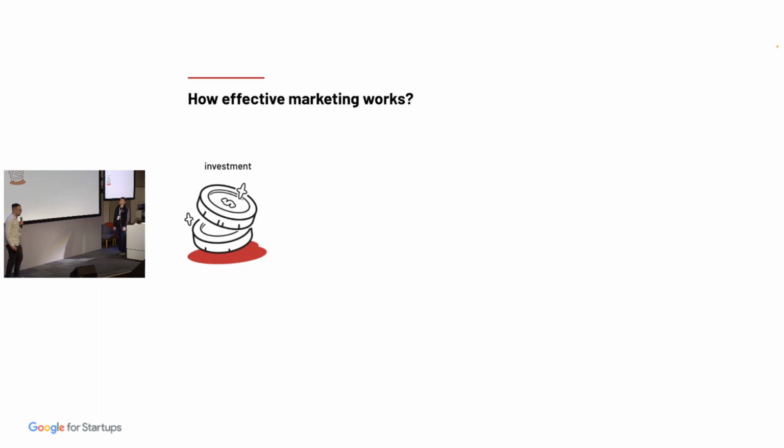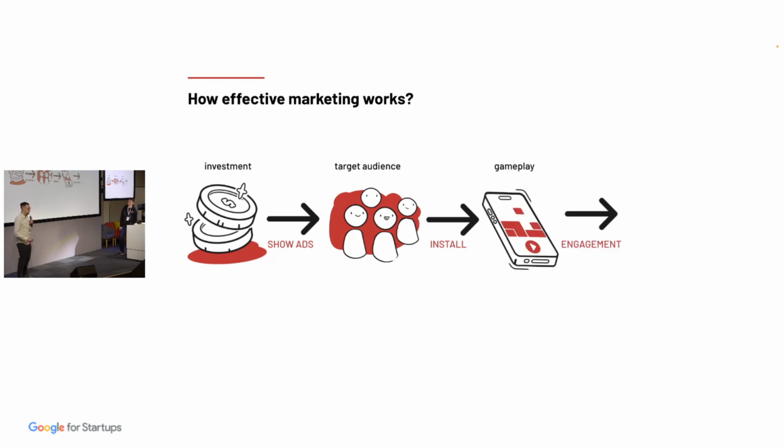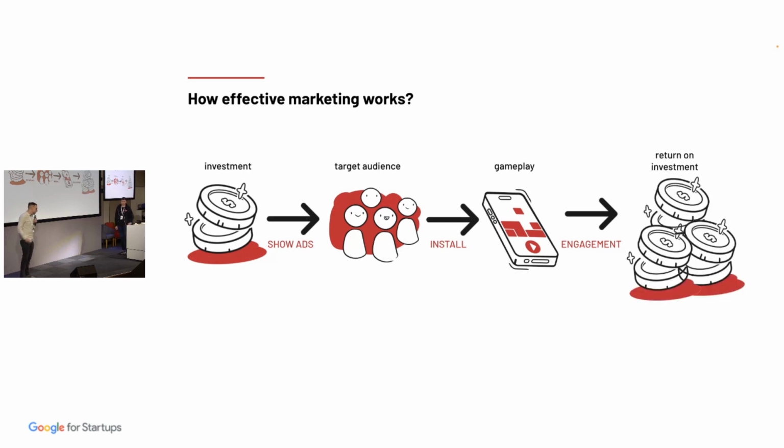Basically, you want to invest money. You have some, and you're buying ads to promote your game to some target audience. If you are lucky, you get some installs out of them. Then they start playing, and they might be engaging, buying in-app purchases, maybe watching ads. And at the end, you hope you're going to get some return on investment. The problem is that it takes some time.